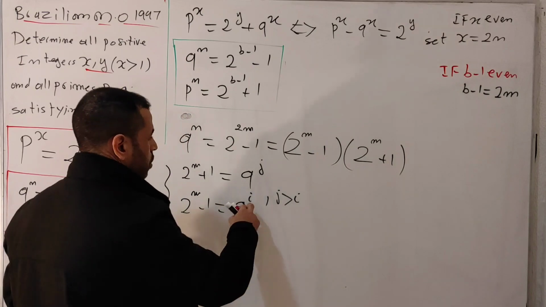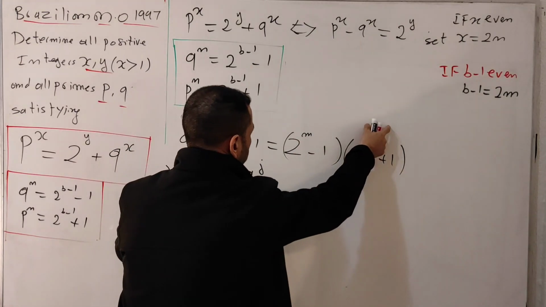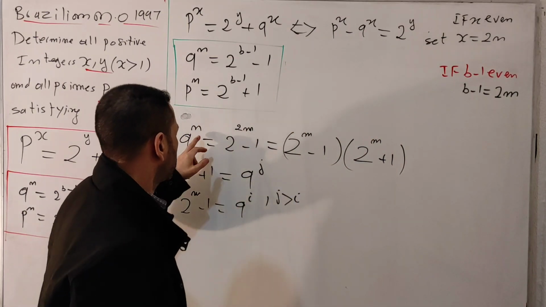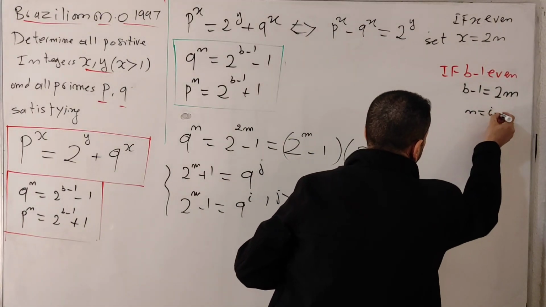Okay, when we replace this term with q to the i and this term with q to the j, you will get the exponent n equals i plus j. So we'll get n equals i plus j as an exponent.